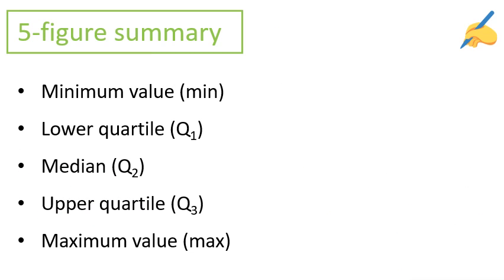Now we're going to move on to the 5-figure summary. This is really important for this whole topic. A lot of things come back to this 5-figure summary, so it's important you know how to work it out. So it's basically 5 key numbers from the data. So we've got the minimum value, sometimes just called the min. So this is the smallest number.